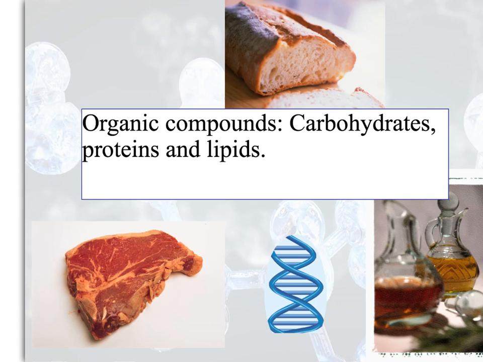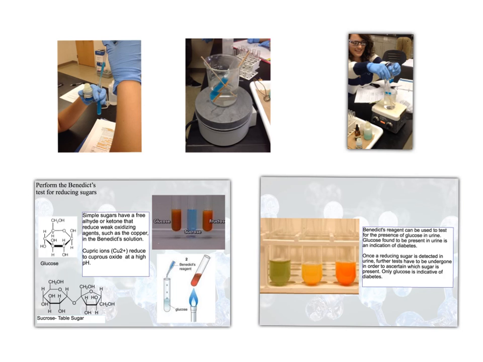In this mini lecture, I'm going to talk to you about how to test for certain organic compounds, such as carbohydrates, proteins, and lipids. Carbohydrates are molecules made up of carbon, hydrogen, and oxygen in a typical ratio of 1 to 2 to 1.